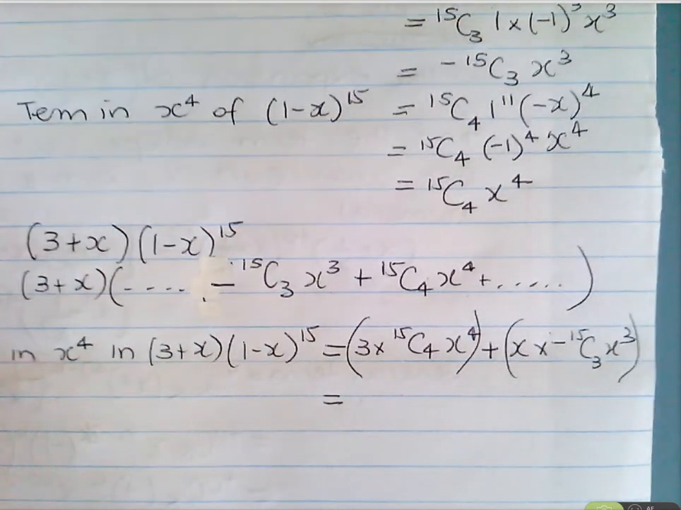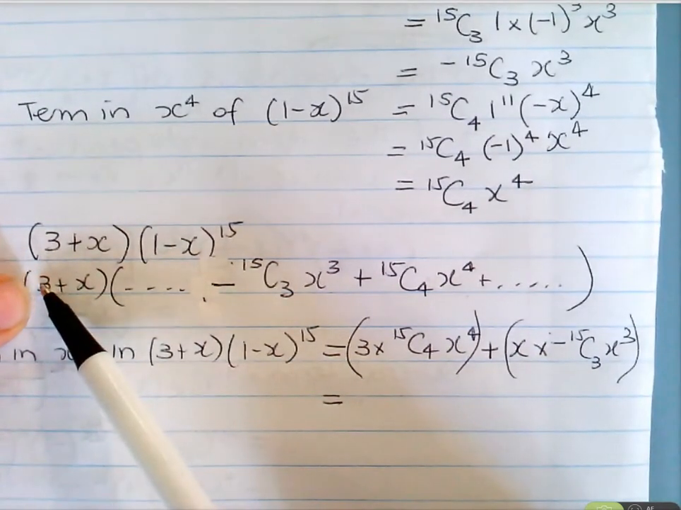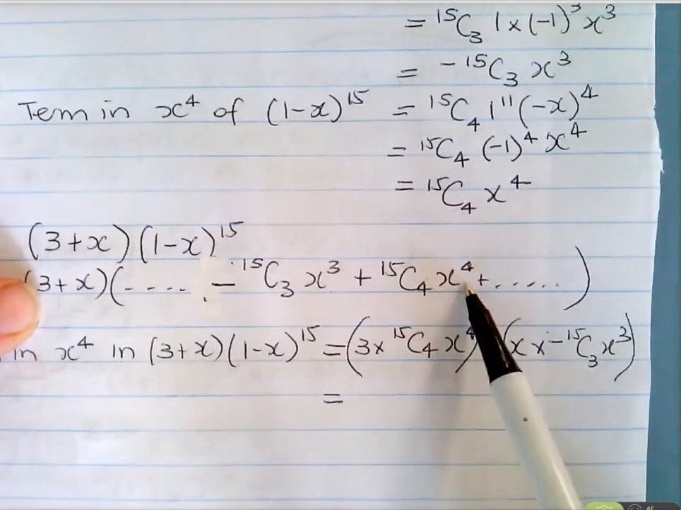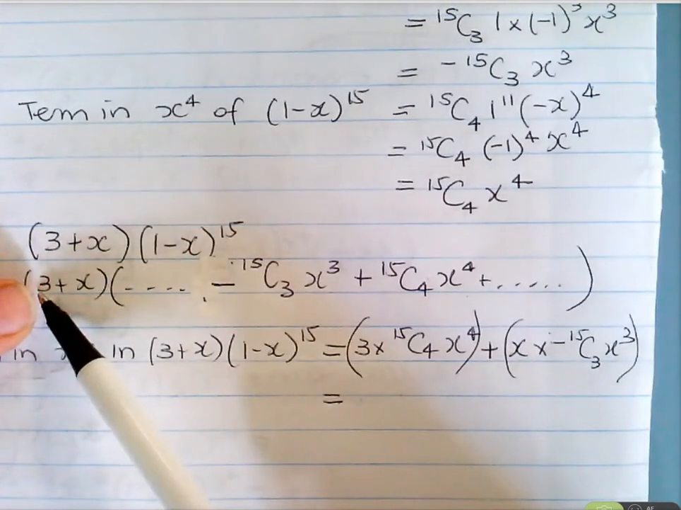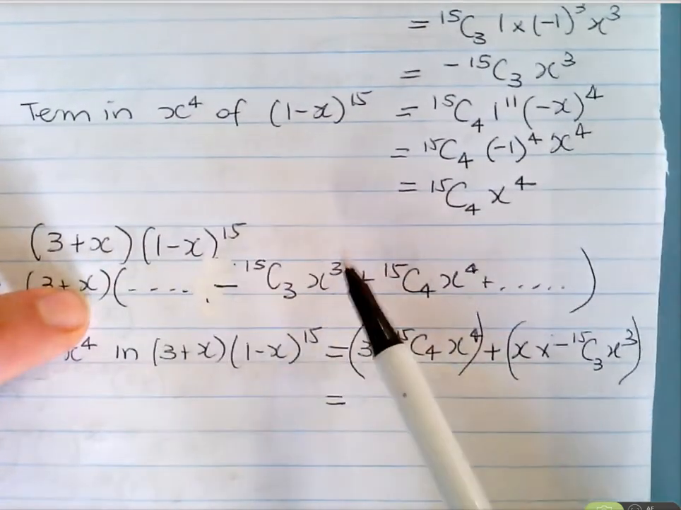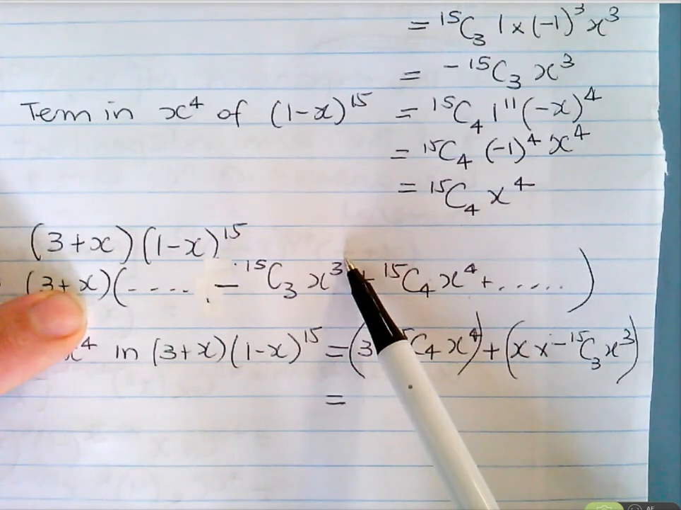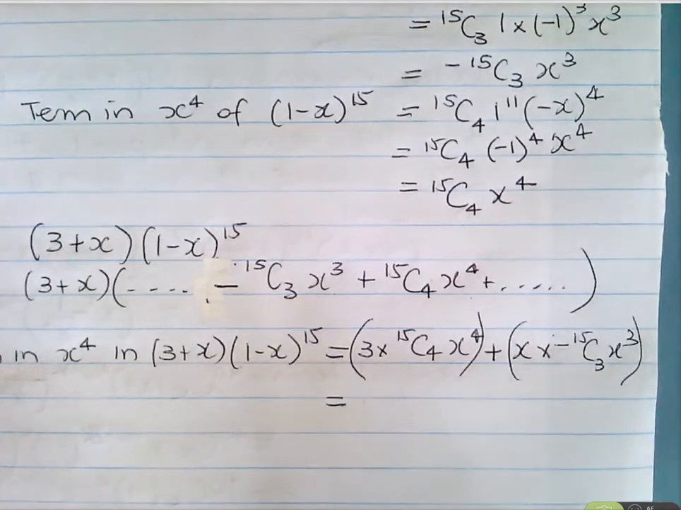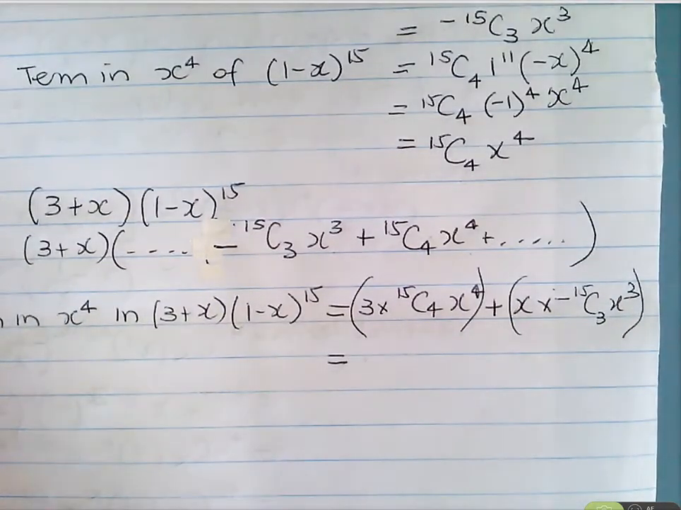Just by using common sense, the only way I'm going to get an x to the 4 term is if I multiply the 3 by the x to the 4. If I multiply 3 by x cubed, do I get an x to the 4 term? No, I'm not interested in that one. To get an x to the 4 term, that x^4 has to be multiplied by a constant. It's still x to the 4. And to get another x^4 term, the x has to be multiplied by the x cubed. I'm not worried about the other 30 terms, and there will be 30 other terms. I only want the term in x to the 4 in that product.